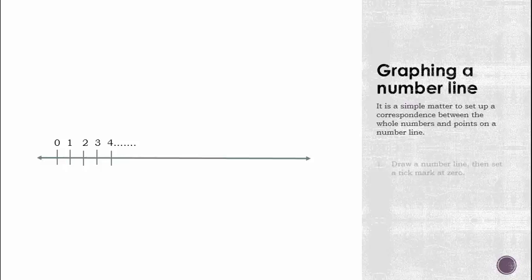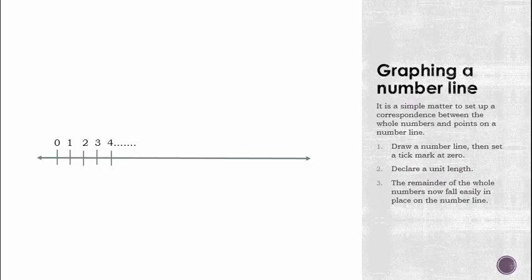Watch this. The first step, we're going to draw a line, then set a tick mark at 0. Notice how I drew my line. I have my very first tick mark, or that little dash. It's going vertical, perpendicular to my line. I place a 0 above it. Now declare unit length. Obviously, this isn't exact, but you can tell that all my tick marks are relatively the same distance from each other. Then the remainder of the whole numbers fall easily in place on the number line.